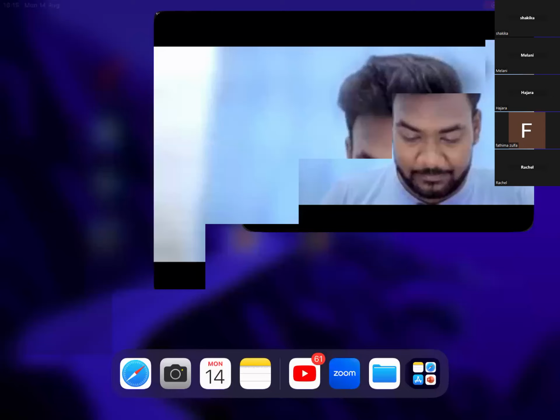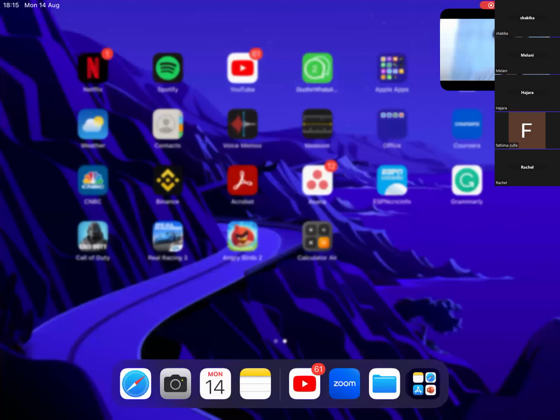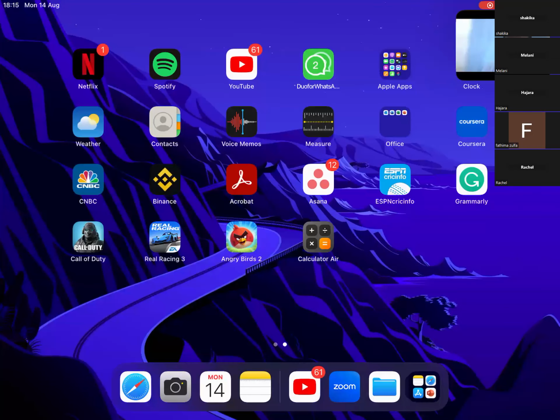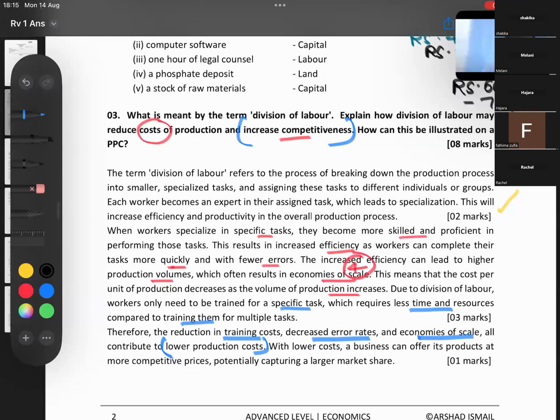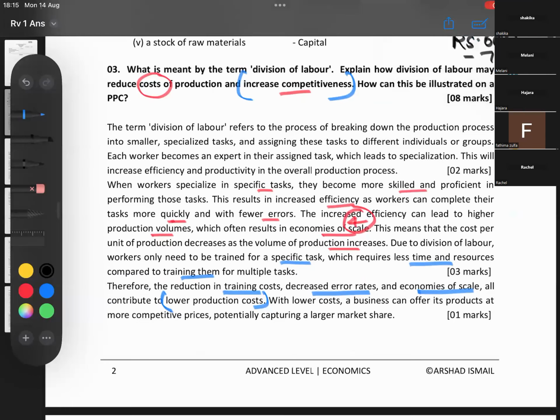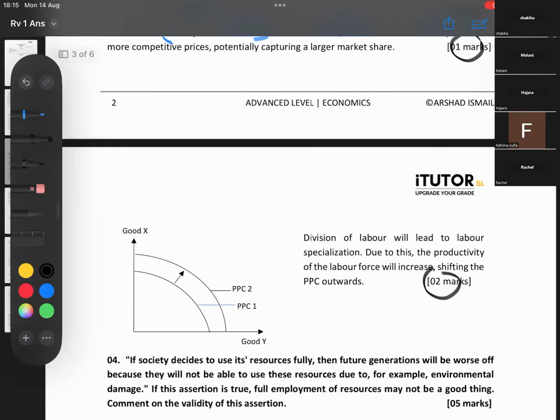Okay. That's a good question that you all can learn. There is no word count, right? There is no word count or how many paragraphs I should write. There is nothing like that. So I have broken down and given 2 marks for this, 3 marks for this, 1 mark for this, and then 2 marks for drawing the PPC. So there is no word count. The more and more you draw and the more and more you get good at it, you will be fine.